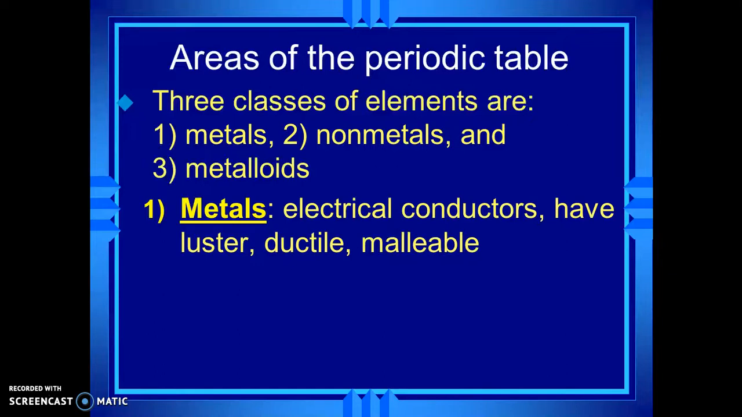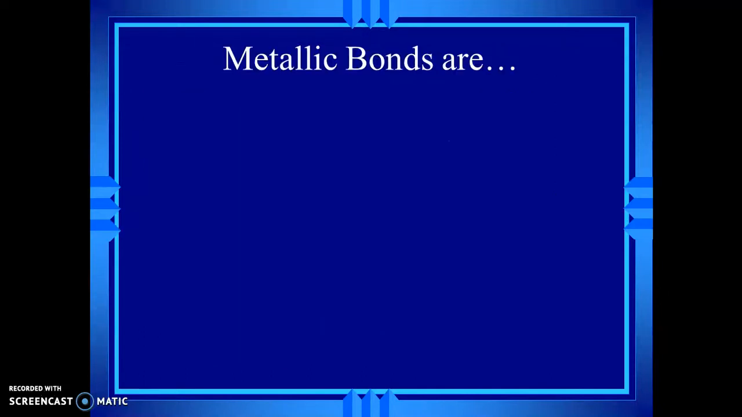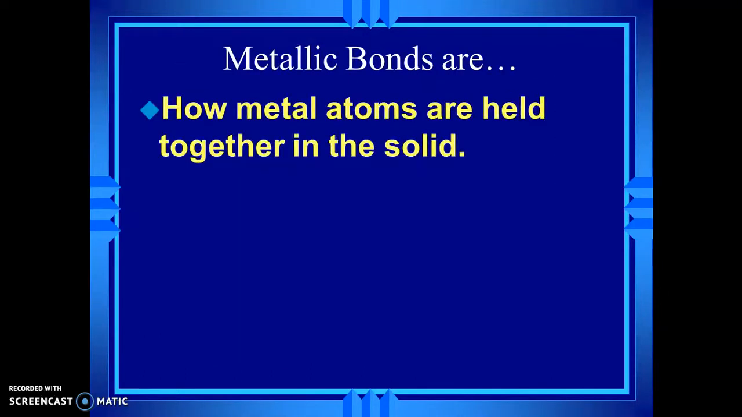And we'll look at the atomic structure and what's called a metallic bond and how those properties arise in a second. So nonmetals are opposite. They're generally brittle, which means if you hammer them, they'll shatter or break. They're not shiny, and they're not very good conductors of heat or electricity. So a metallic bond is really what holds metals together.